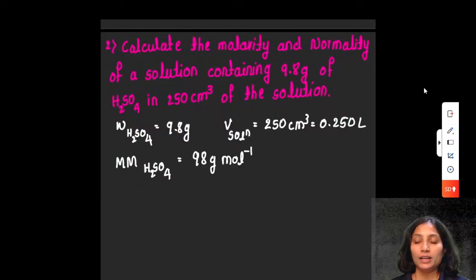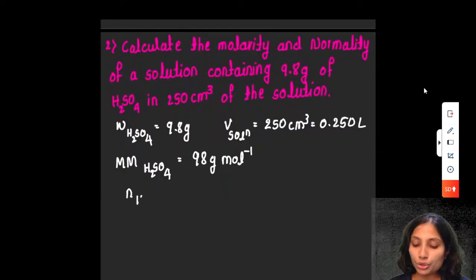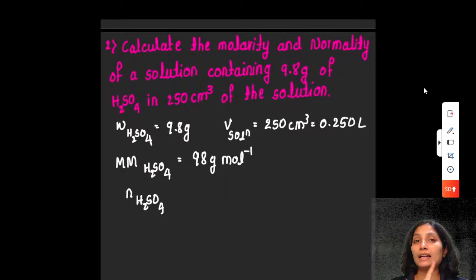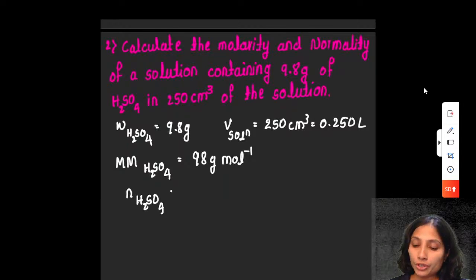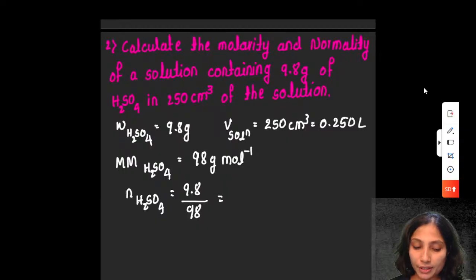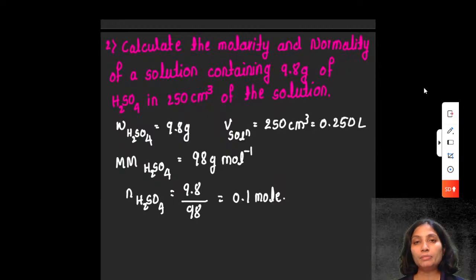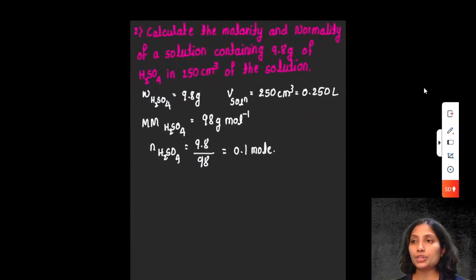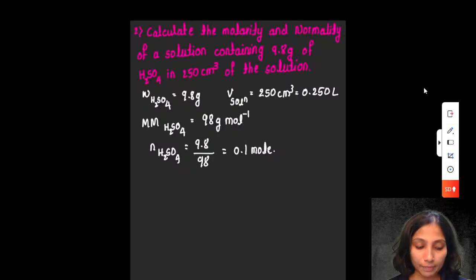Now I have mass of H2SO4 as well as molecular mass. Calculate number of moles of H2SO4 also, because for calculation of molarity as well as normality, we want number of moles of solute, which is equal to 9.8, mass, divided by molar mass. 9.8 divided by 98 is nothing but 0.1 mole. This is number of moles of sulfuric acid. Next, what is asked? Molarity.